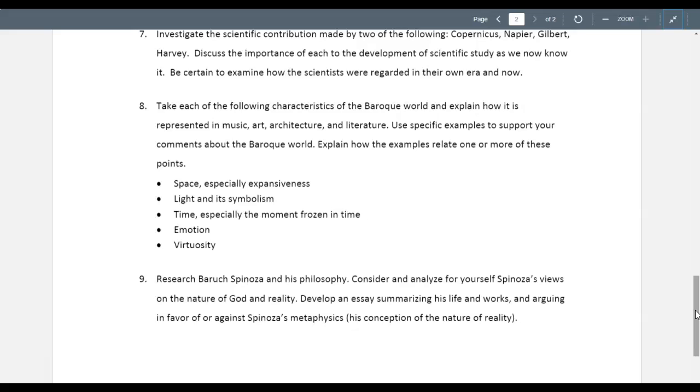And I want you to argue for or against. Do you believe he's right? Do you believe he's right in some ways but wrong in others? Do you believe he misses something? So I want you to argue the view there.